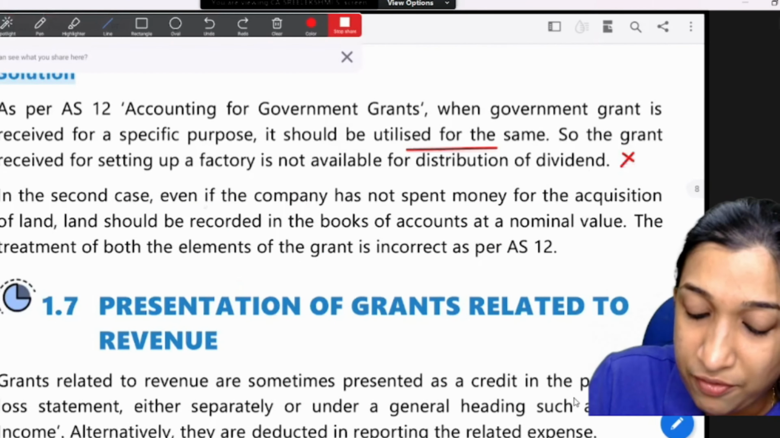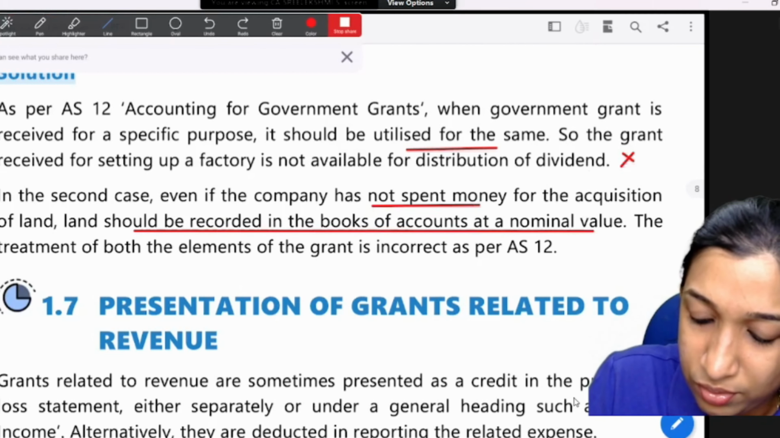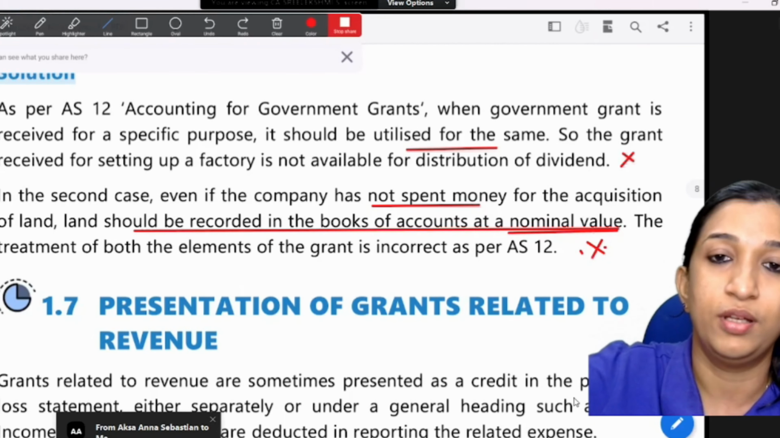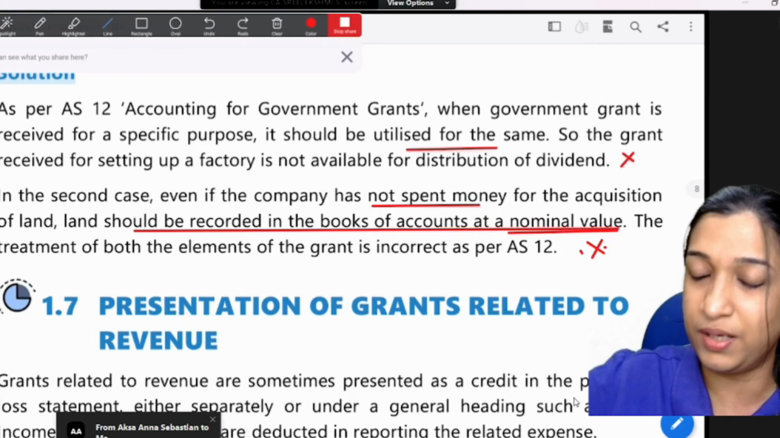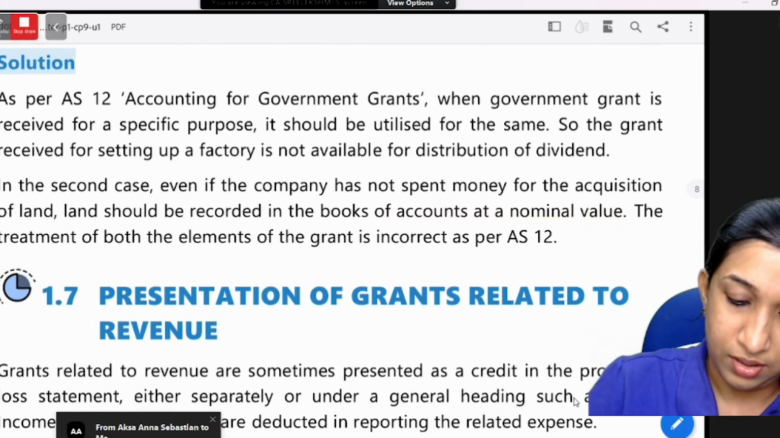Then Santosh Limited received land free of cost from government, but it has not recorded it at all in the books as no money has been spent. In the light of AS 12, examine whether the treatment of both grants is correct. No. A grant received for a specific purpose should be used for that purpose, so it is not correct to distribute dividend. In the second case, even if no money has been spent, the land should be recorded in the books at nominal value. So both the treatments are incorrect as per AS 12. Understood.